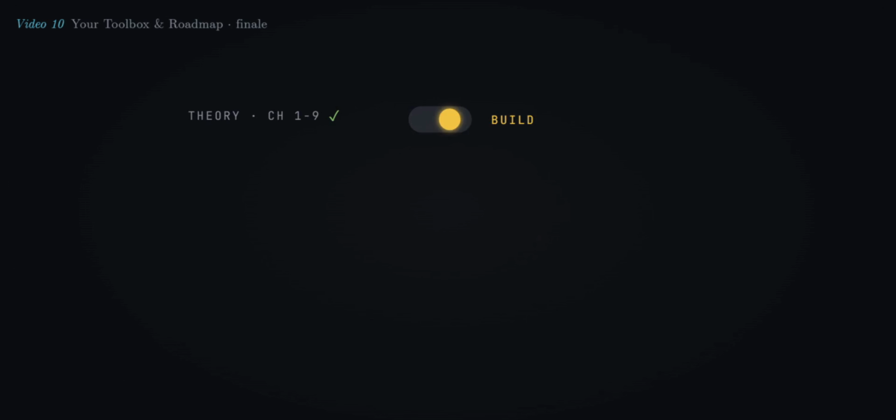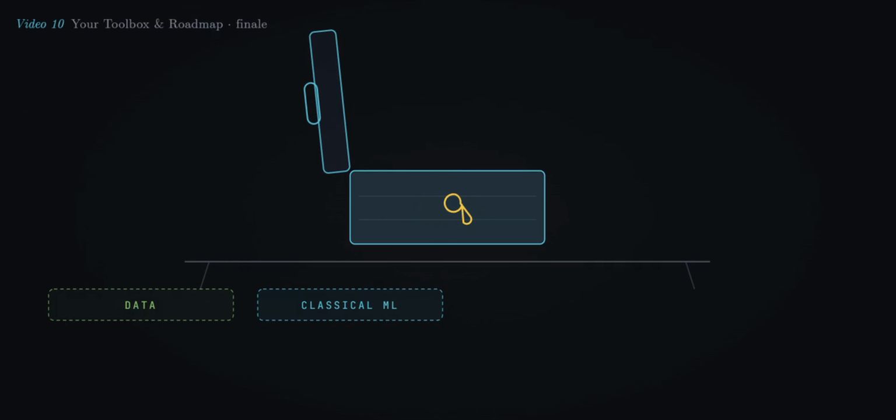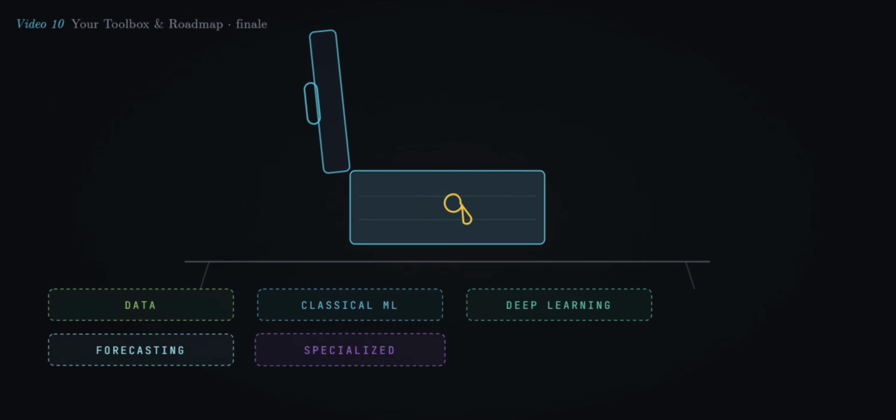This final chapter is different from the other 9. There is no new theory, just a map. The tools you would actually reach for and one concrete project you can start today. Think of it as the toolbox we have been describing this whole series, finally laid out on the bench.